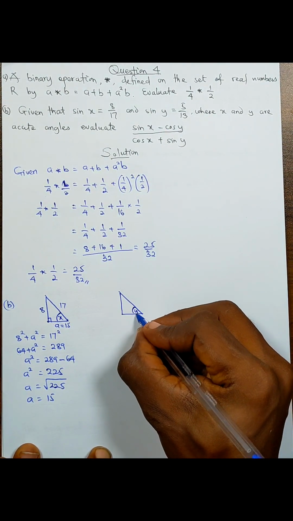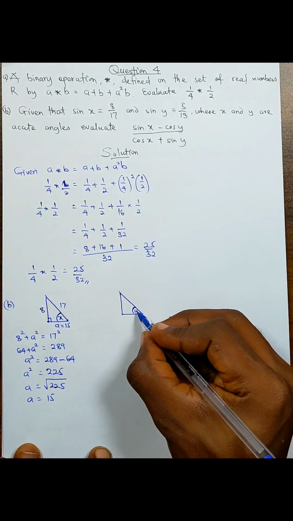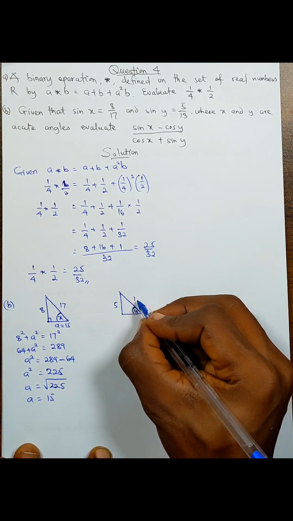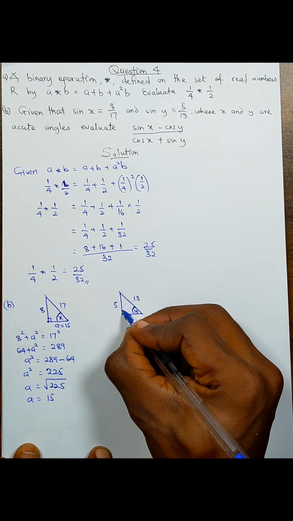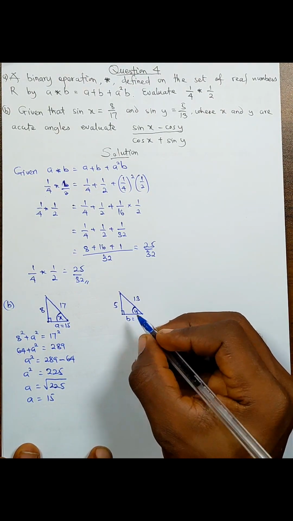So the angle y, sine y means opposite over hypotenuse. The opposite to the angle y is 5 and the hypotenuse is 13. That's a right-angle triangle. So let's say we are looking for b. We don't know b yet.